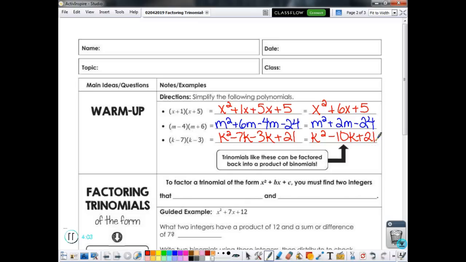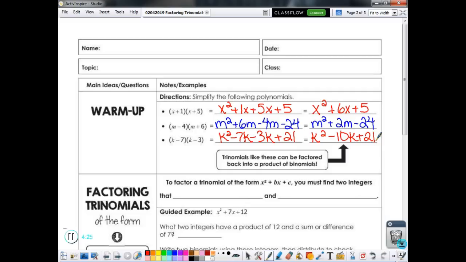Okay? So that was multiplying, right? We were multiplying binomials. That's how we started all of this. Then we multiplied and we ended up with a trinomial, right? Then we went to dividing, where we had a trinomial and then one of these, and we figured out what the other one was. We figured out what the other factor was.